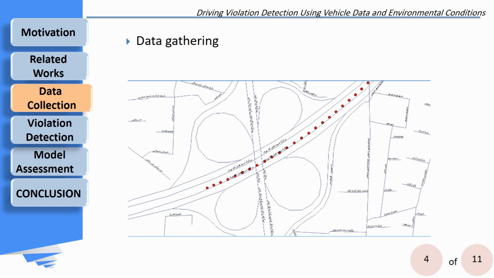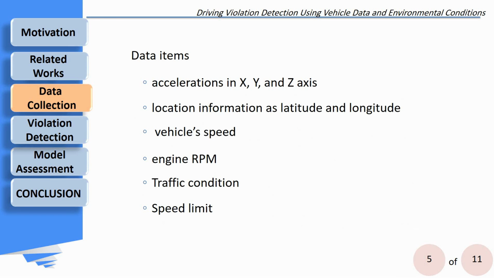In the second part of the experiment, the same path was taken, but with a number of offenses. That is, the driver did not maintain a safe distance from other vehicles, kept a high engine RPM, and the speed also violated the expressway speed limit. These data were collected during the experiment.